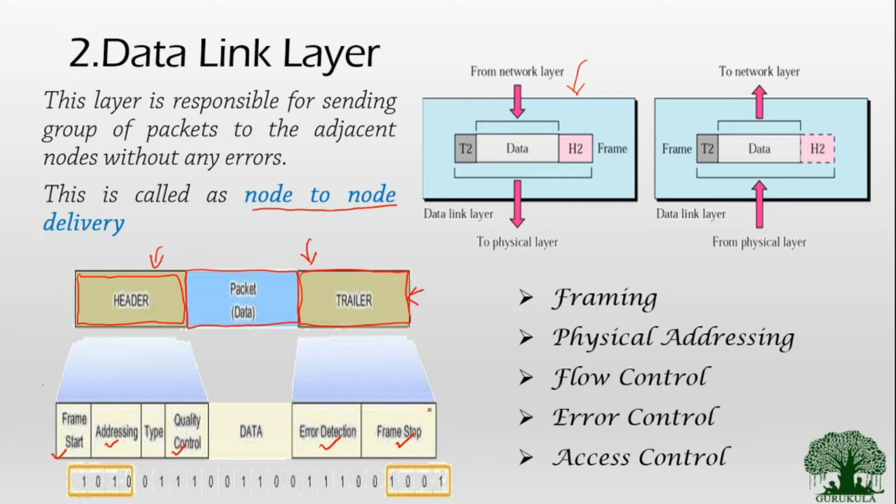And then physical addressing. Physical addressing refers to the source address and the destination address. The source address and destination address will be represented in the header part, which will allow the packet to be delivered to the right destination. Flow control refers to the mechanisms which govern the flow of information inside the network without any congestion. Error control refers to the mechanisms which take care of minimizing the errors which occur due to communication. And finally, access control takes the responsibility of deciding who can access the particular channel and on what basis.